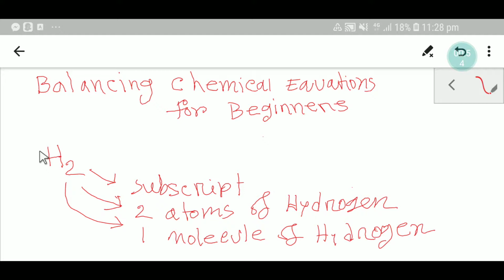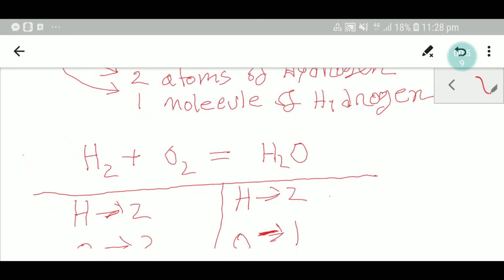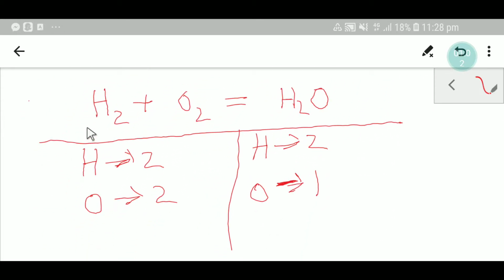We change here, that is, we change the coefficient. However, let me show you an example. This is hydrogen, this is hydrogen and this is oxygen. Hydrogen reacts with oxygen and we get water. So how do we balance this reaction? We can balance this reaction in just 4 steps.